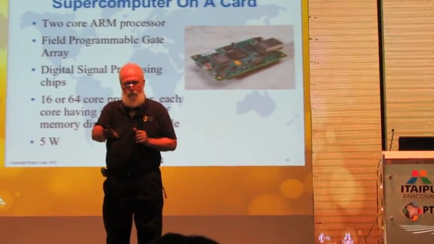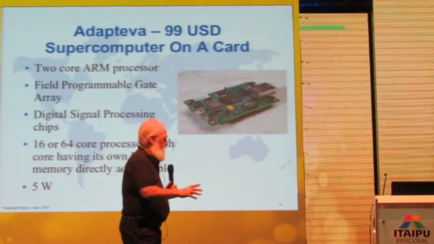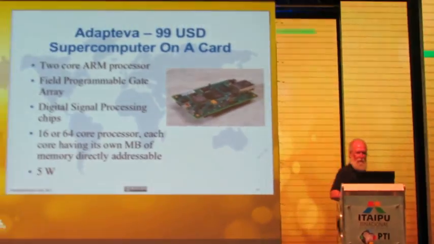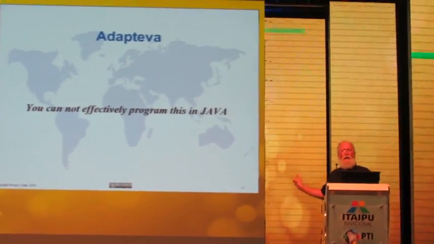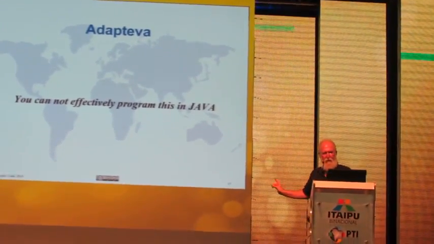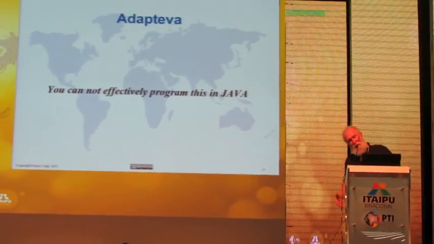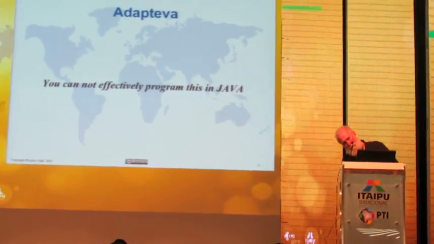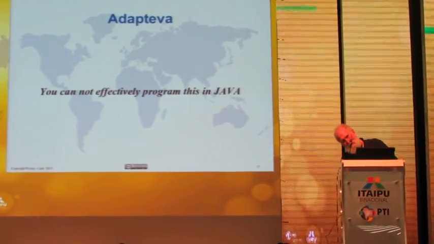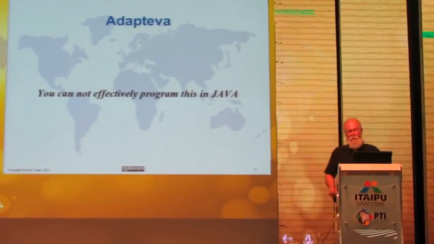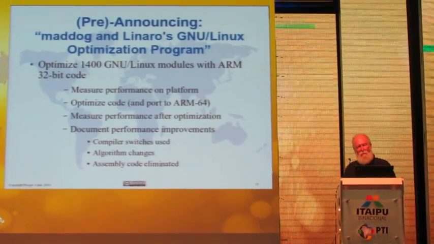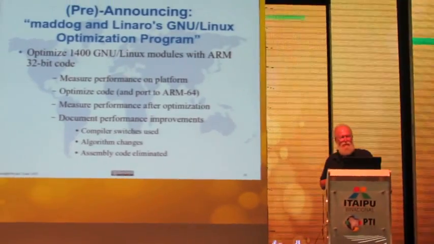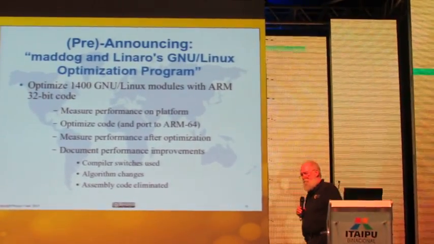But sophisticated programming means that you're not programming in Java. You cannot effectively program this board in Java. And I don't think that Java is the primary language on the IBM supercomputer. Am I correct? He's shaking his head, yes. So what I'm doing today is I'm pre-announcing Maddog and Linaro's GNU Linux optimization program.